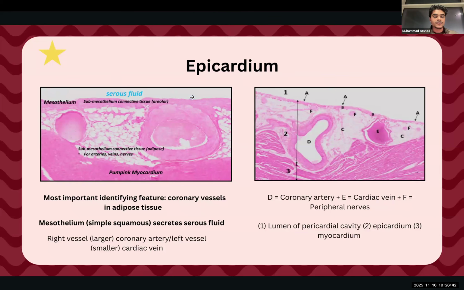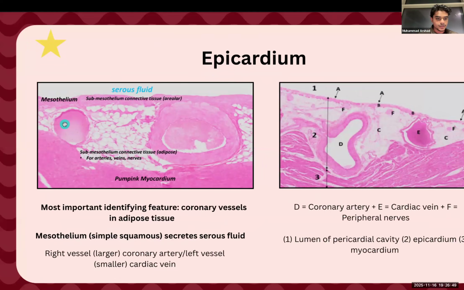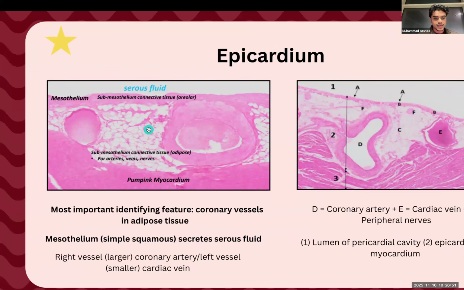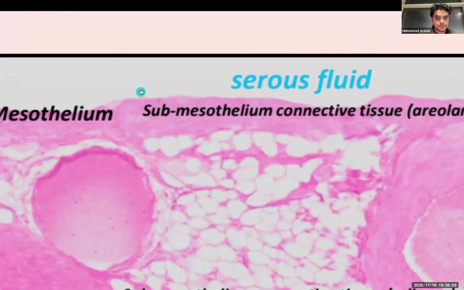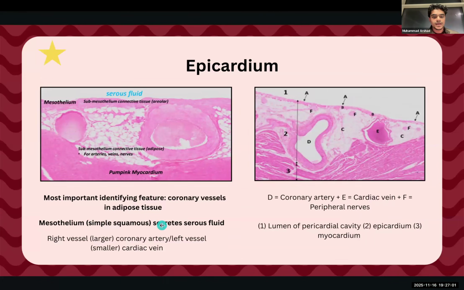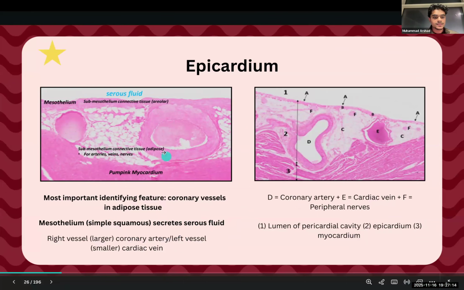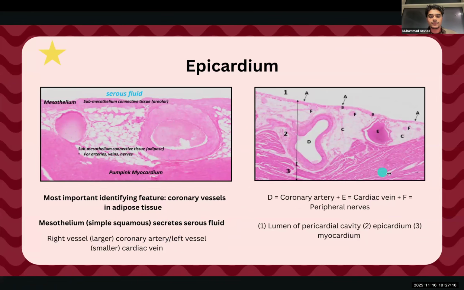And the most important identifying feature, and this is very, very high yield for the OSPE, is the presence of these coronary vessels in adipose tissue. So these are the coronary vessels, and this white stuff here is the adipose tissue. And then something else that's important that they could ask you about, this layer of epithelium up here is called mesothelium, and it's simple squamous, and it secretes serous fluid. And this is a little bit less high yield, but you should definitely still know this. The right vessel over here, the larger one, is the coronary artery. And this left vessel here, the smaller one, is the cardiac vein.